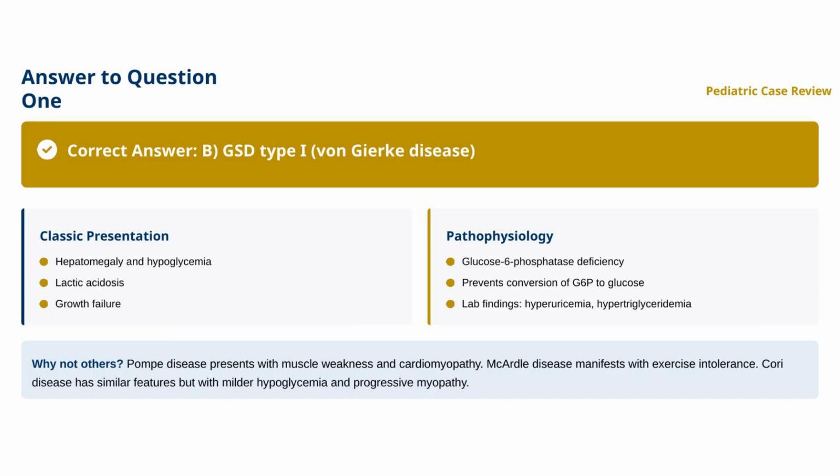Pompe disease typically presents with muscle weakness and cardiomyopathy, not primarily hepatomegaly. McArdle disease manifests with exercise intolerance and muscle cramps. Corey disease has similar features but typically milder hypoglycemia and progressive myopathy.